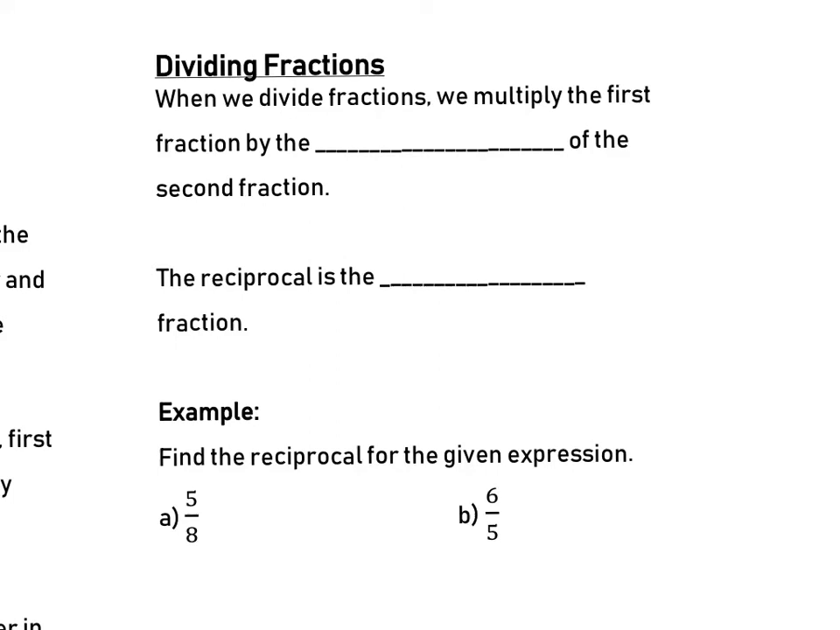So when we talk about dividing fractions, we multiply the first fraction by what's called the reciprocal of the second fraction. And a reciprocal is basically the opposite of the fraction. So reciprocal is the opposite, or we'll call it the opposite right now. When we talk about a reciprocal, if we have a fraction a over b, its reciprocal is b over a.